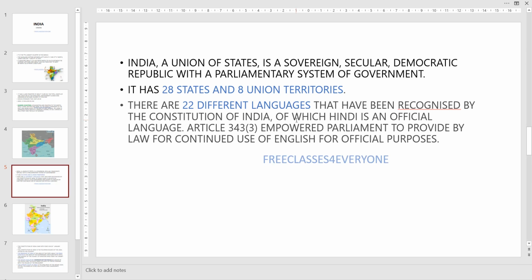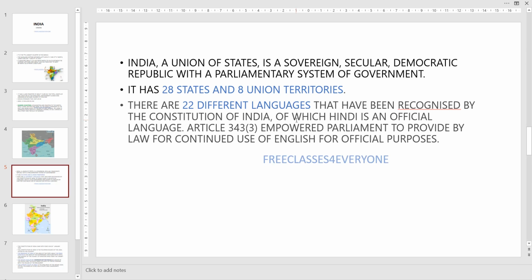Okay. Recently, we have had changes in our states and union territories. Changes were made in Jammu and Kashmir. We will be discussing them when we are talking about states and union territories.